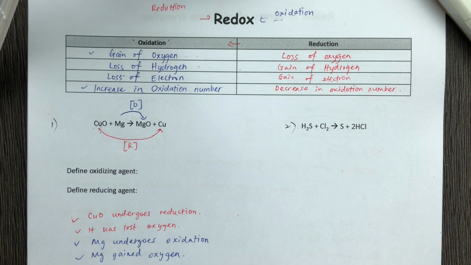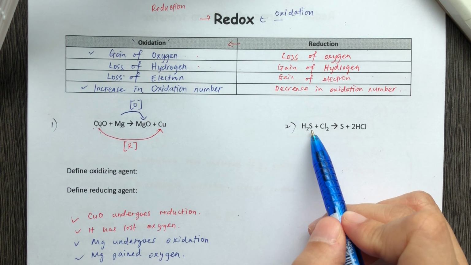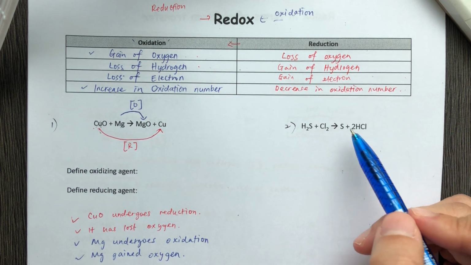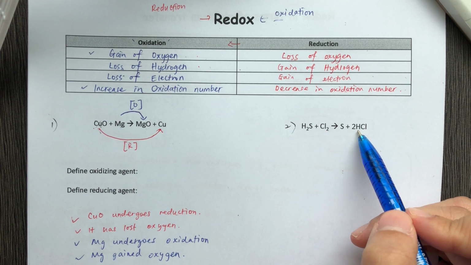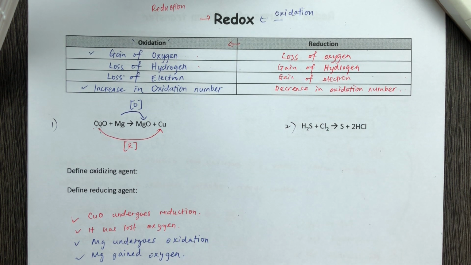I have H2S, hydrogen sulfide. Hydrogen sulfide reacts with chlorine, ending up becoming sulfur and hydrogen chloride. So for this reaction, now you can actually pause the video and tell me who undergoes oxidation and who undergoes reduction. Right, so have you found the answer? Okay, now let's check, see whether you really understand the concept or not.